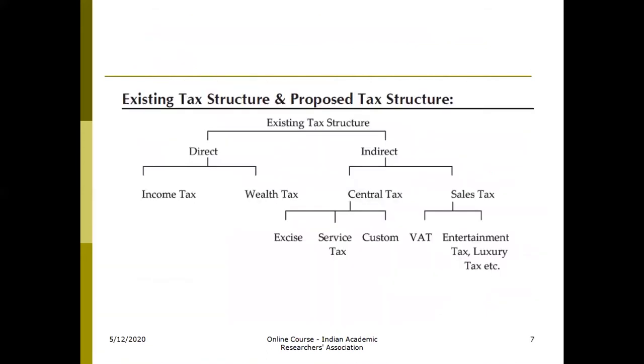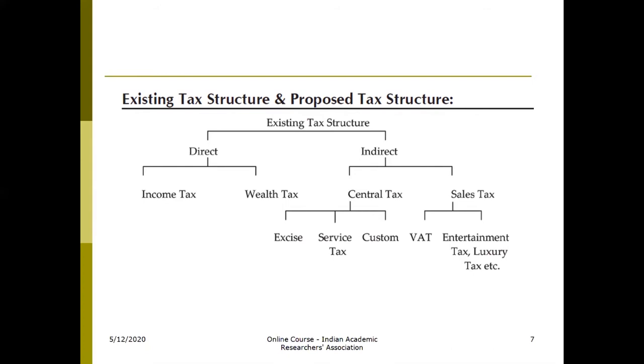Now, before GST came into existence, what was the existing tax structure and proposed tax structure? The existing tax structure was divided into two parts: direct and indirect. Direct tax comprised income tax and wealth tax. Indirect tax comprised central tax and sales tax. Now, state tax, there is a typographical error: central tax and state tax. Among the central taxes, there were three types of tax: excise, service tax, and customs.